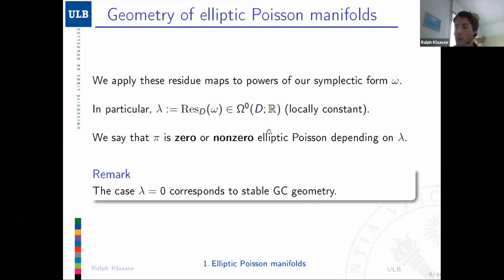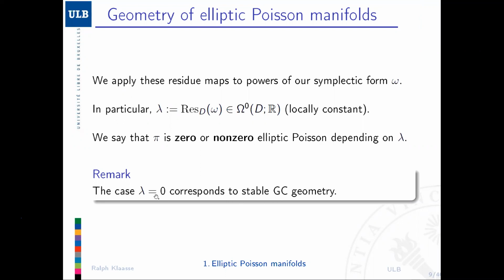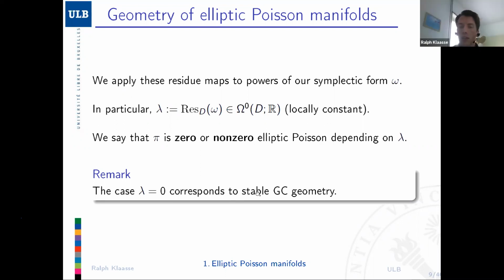That means it's a locally constant object. And we can sort of make a dichotomy for the elliptic Poisson guys, depending on whether it's 0 or non-zero. Of course, if D has multiple connected components, it can be 0 over here, non-zero over there, but that's sort of irrelevant. Let's focus our attention on when D is connected, and otherwise these regions don't really talk to each other, so that doesn't really matter. If you know the background coming from the Cavalcanti-Gualtieri paper, the case where lambda is equal to 0 is the case corresponding to stable generalized complex geometry. And the non-zero case is there, for example, not treated. Okay, so what can we do now?